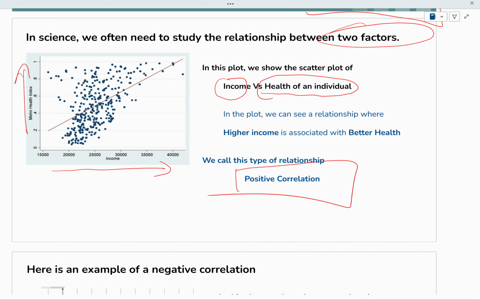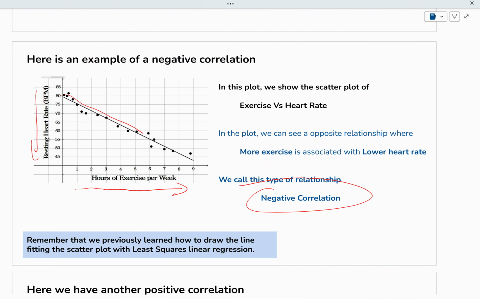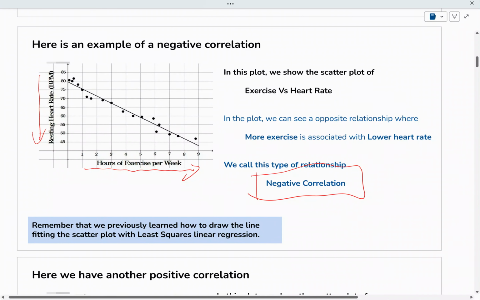Now, the opposite of a positive correlation is called a negative correlation, which means as one increases, the other decreases. Notice it's decreasing, right? In this particular case, we're measuring the amount a person exercises versus their heart rate. As a person exercises more and more, their resting heart rate goes lower and lower, which implies they're healthier. So this is a negative correlation because it's going lower and lower, which is in this case good.